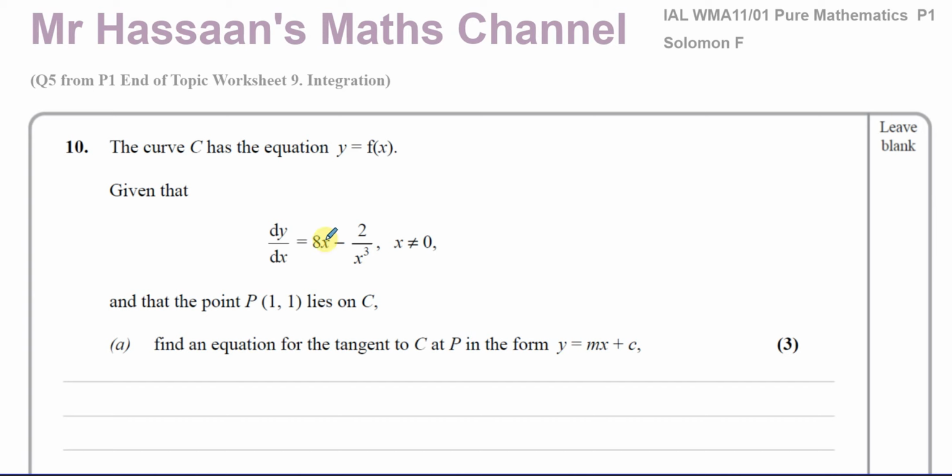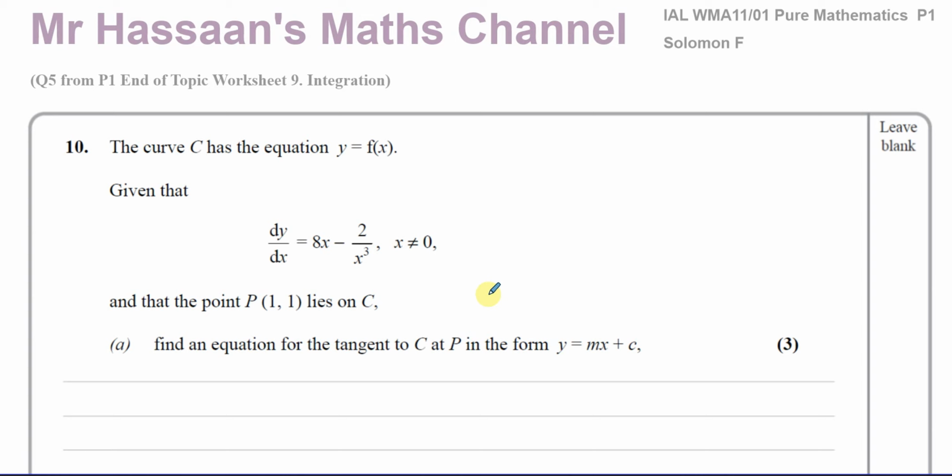paper. And here we've got a question that tells us the curve C has equation y equals f of x. We're told that dy/dx equals 8x minus 2 over x cubed, where x is not equal to 0, and that point P(1, 1) lies on this curve C. Find an equation for the tangent to the curve at P in the form y equals mx plus c.